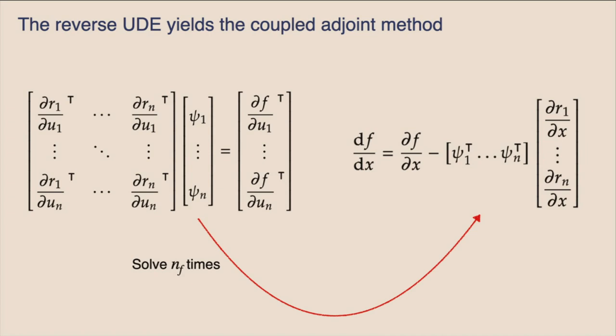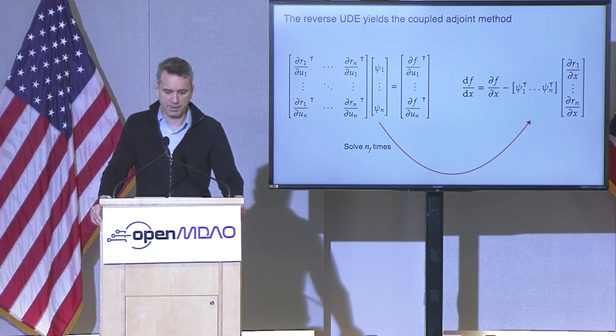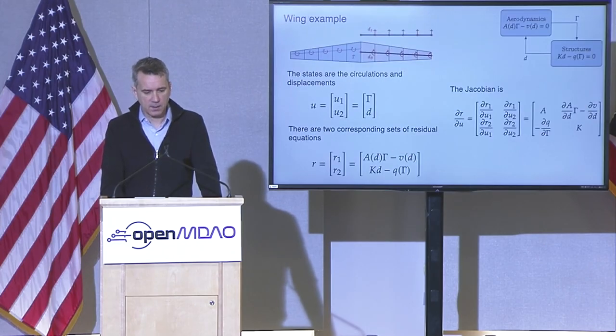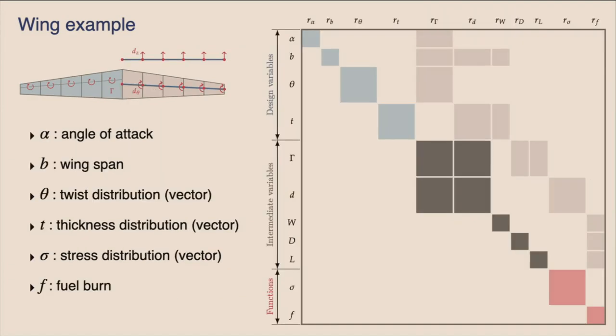Usually the coupled adjoint is favored, again, because the cost does not depend on number of variables. So if you have a lot of variables, coupled adjoint is the way to go. Okay, so as a quick wing design example, this is basically how the OpenMDAO struct was developed. We looked at circulations and displacements as the coupling variables and so on, and this is what that example looks like. So the N2 diagram there.